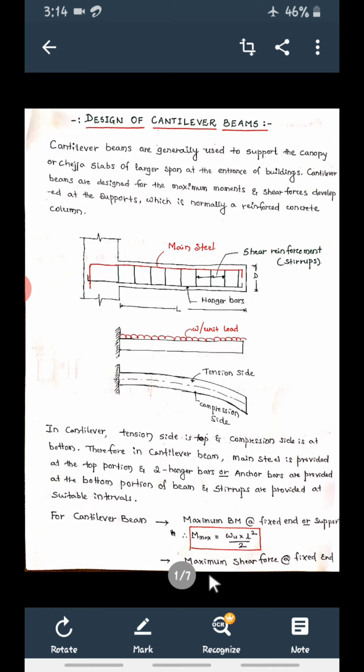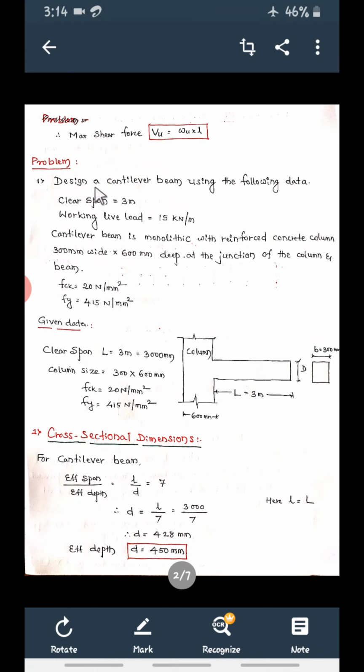Now where is the shear force maximum? Again, it will be at the support only. So the maximum shear force at the support is Vu equal to W into L. In a simply supported beam, the shear force at the support is WL by 2, but here it is W into L. Bending moment is WL square by 2, and maximum shear force is W into L only. These things you remember.